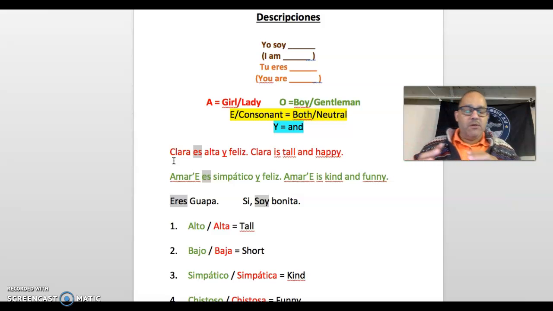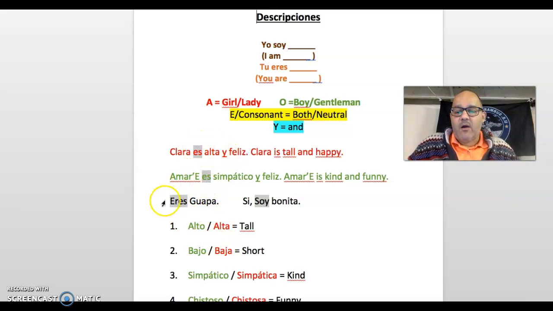the person. So if the person identifies as a girl, then the adjectives have to match. If the person identifies as a boy, the adjective has to match. Feliz is neutral. Feliz, we use it for boys and girls, okay? Everything in Spanish has gender, everything, with the exception of verbs. Keep that in mind.